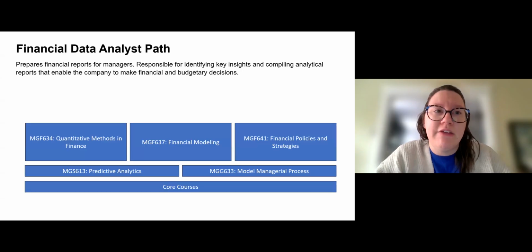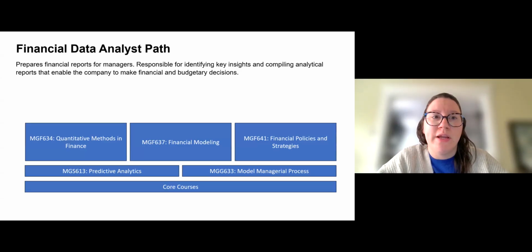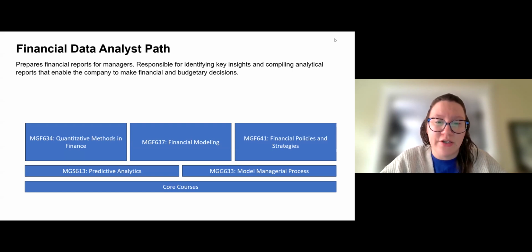If you're interested in being a financial data analyst, you would be preparing financial reports for managers. You'd be responsible for identifying key insights and compiling analytical reports that enable the company to make financial and budgetary decisions. So again, you would take our core courses. For the flex core, we would recommend predictive analytics and model managerial processes. And then for your elective courses, we have quantitative methods in finance, financial modeling, and financial policies and strategies. Similarly to the supply chain options, we also have a master's in finance, so we have a lot of finance-related courses.